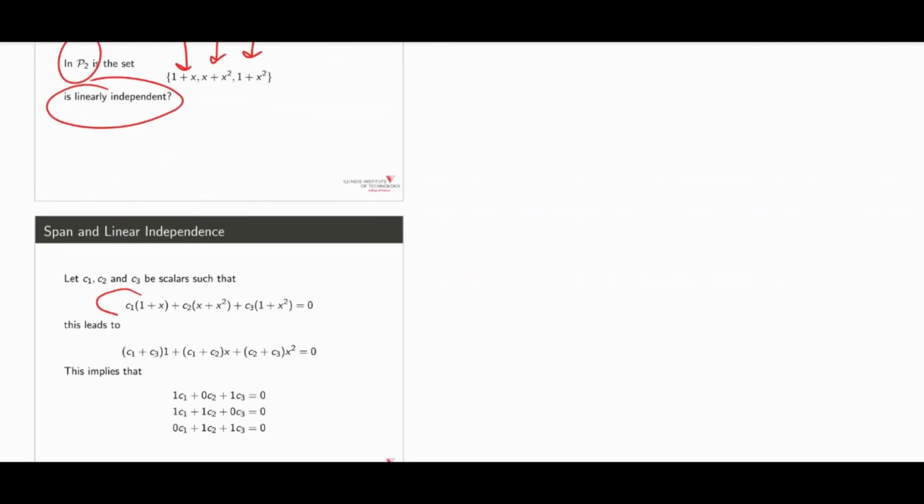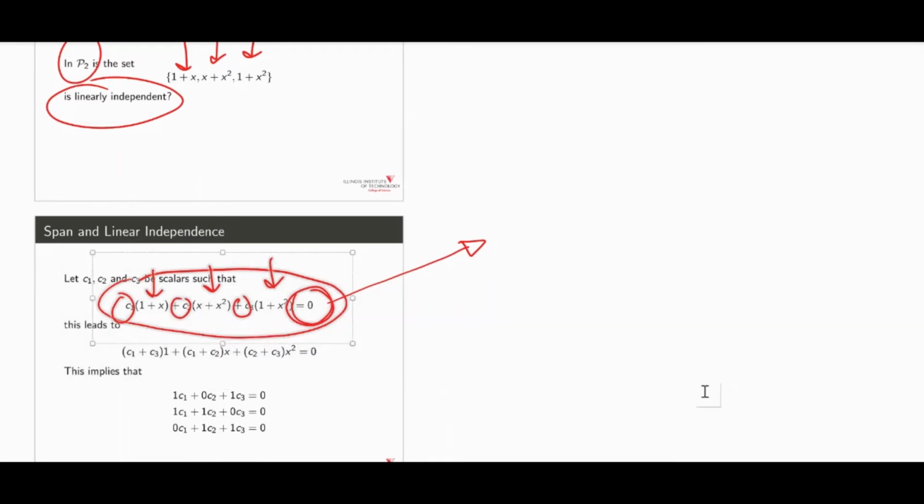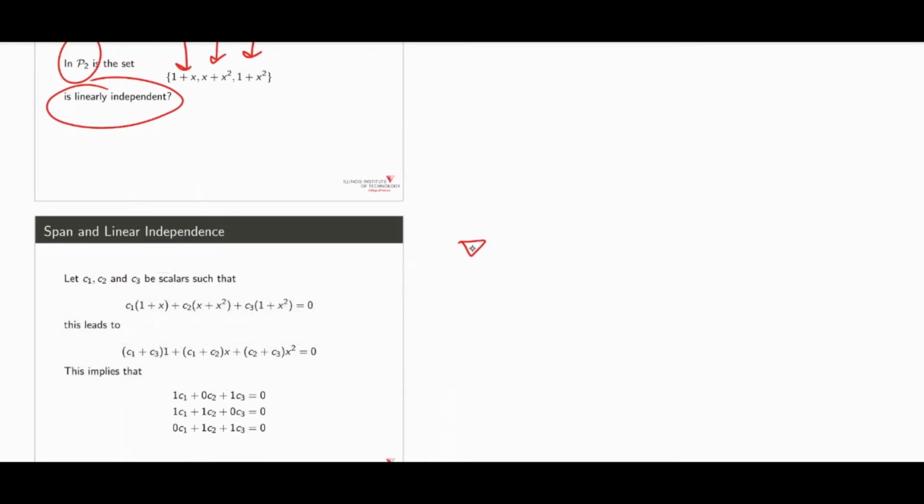Let's look at them. You always set up this equation. As I said, this is your vector now. Even though your vector is a polynomial, you should be past this by now, so conceptually this shouldn't be a problem. C1 of this vector, C2 of this vector, C3 of this vector, set it to 0. Our 0 here is the 0 polynomial, so this 0 vector is our 0 polynomial. You can also write it as 0 plus 0x plus 0x squared. For polynomials to be equal, their coefficients have to match.